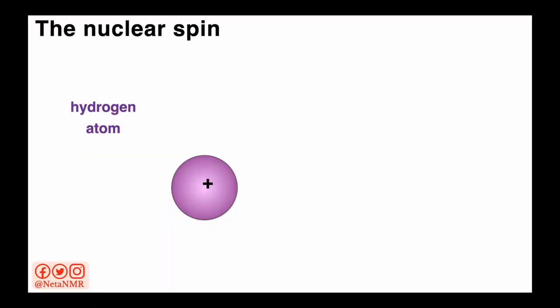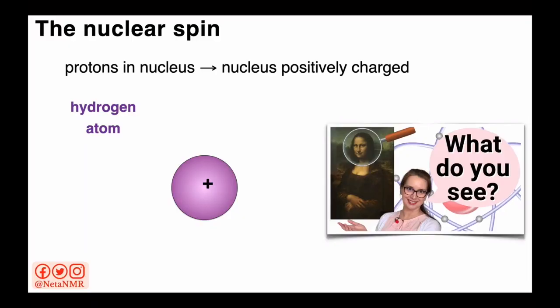For that, we'll have a look at nuclear spins, what they are and what they do when they are placed in an external magnetic field. Let's take a look at the hydrogen atom, for example. We've learned in a previous video when we talked about atomic structure that the hydrogen atom has one proton in the nucleus. And since the proton is a positively charged particle, that means that the nucleus is positively charged.